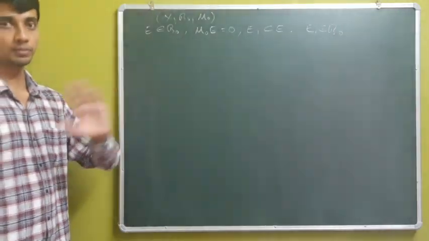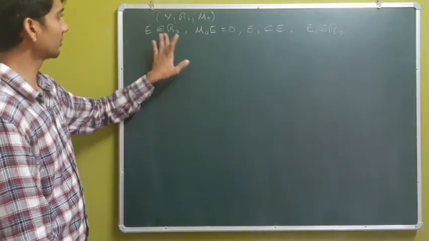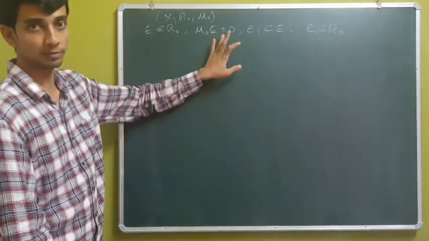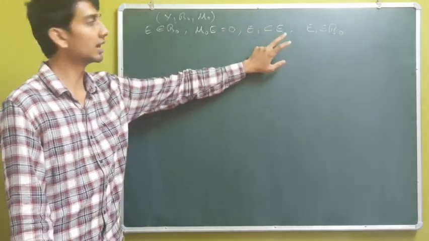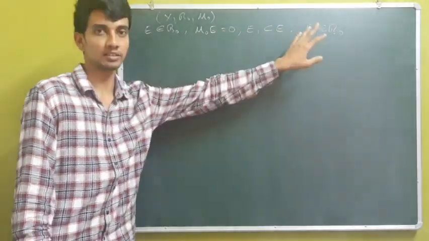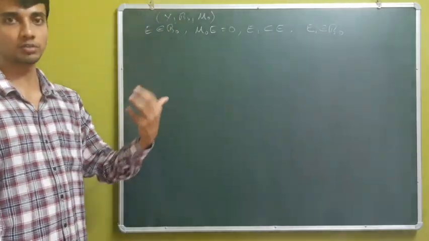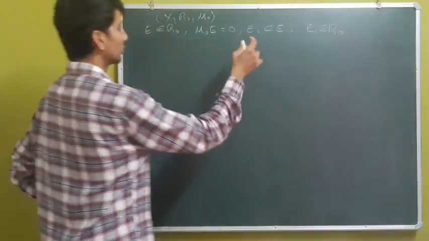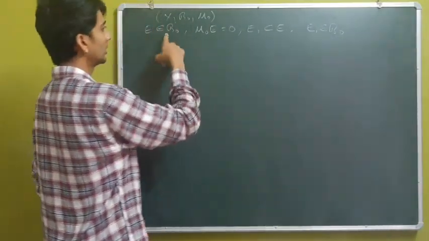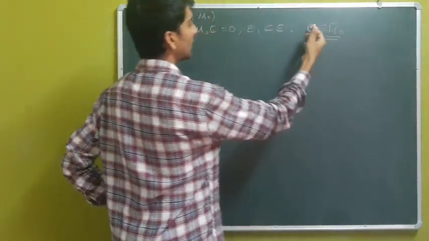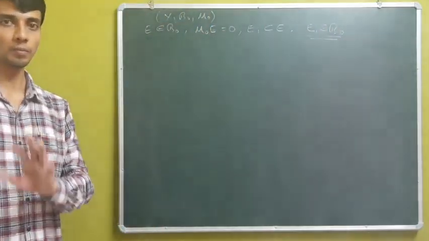So this is what we mean by complete measure space. If E is a member of the collection with the measure of E being 0 and E1 is any subset of E, then that subset is in the collection. This is what we mean by complete measure space. So if E1 is any subset with E in B naught, I need to prove that E1 belongs to B naught.